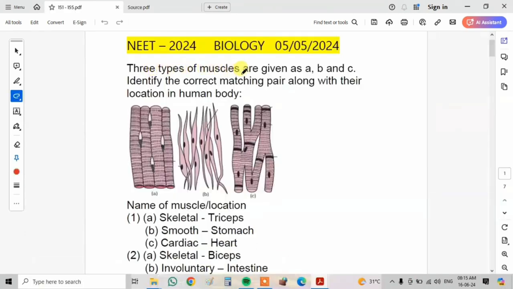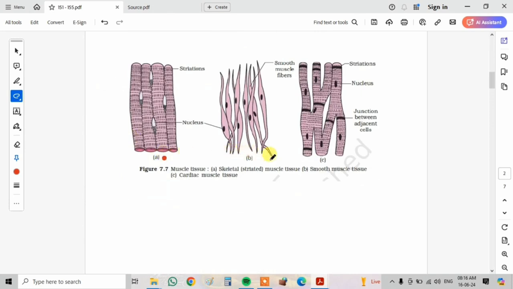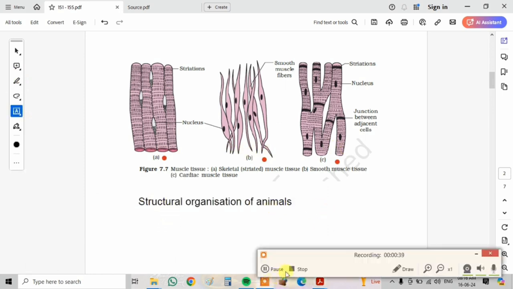Three types of muscles are given as A, B and C. Identify the correct matching pair along with their location in the human body. Name of muscle and location, and option 1 is the answer. Skeletal, location is triceps; smooth, stomach; and cardiac, location is heart. You can see the NCERT diagrams here from the chapter known as structural organisation in animals.